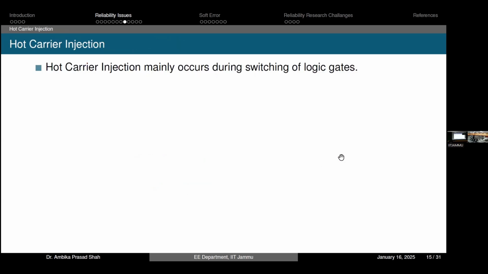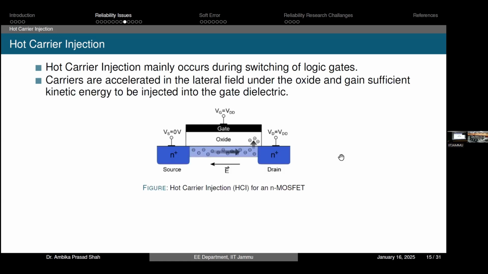The second reliability concern is hot carrier injection. What is hot carrier injection? Basically, the charge carriers get accelerated and attain sufficient kinetic energy, and instead of moving from here to here, they can inject, they can penetrate into the oxide. This is because of the high kinetic energy attained by the charge particles used in the device. Ultimately, they increase the threshold voltage of the device, and if the threshold is increased, definitely performance will reduce.